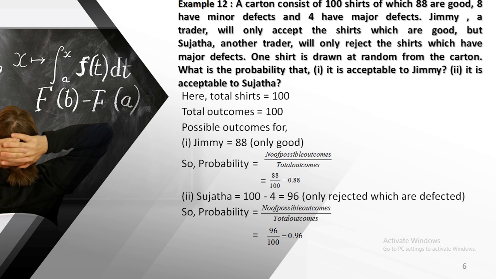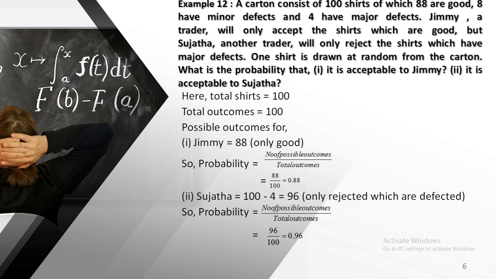Now here the answer is, total shards are 100, so total outcomes 100. Possible outcomes for the first one, Jimmy, equals 88 because he will accept only good shards and good shards are 88. So probability equals number of possible outcomes divided by total outcomes. So 88 divided by 100 and the answer is 0.88.